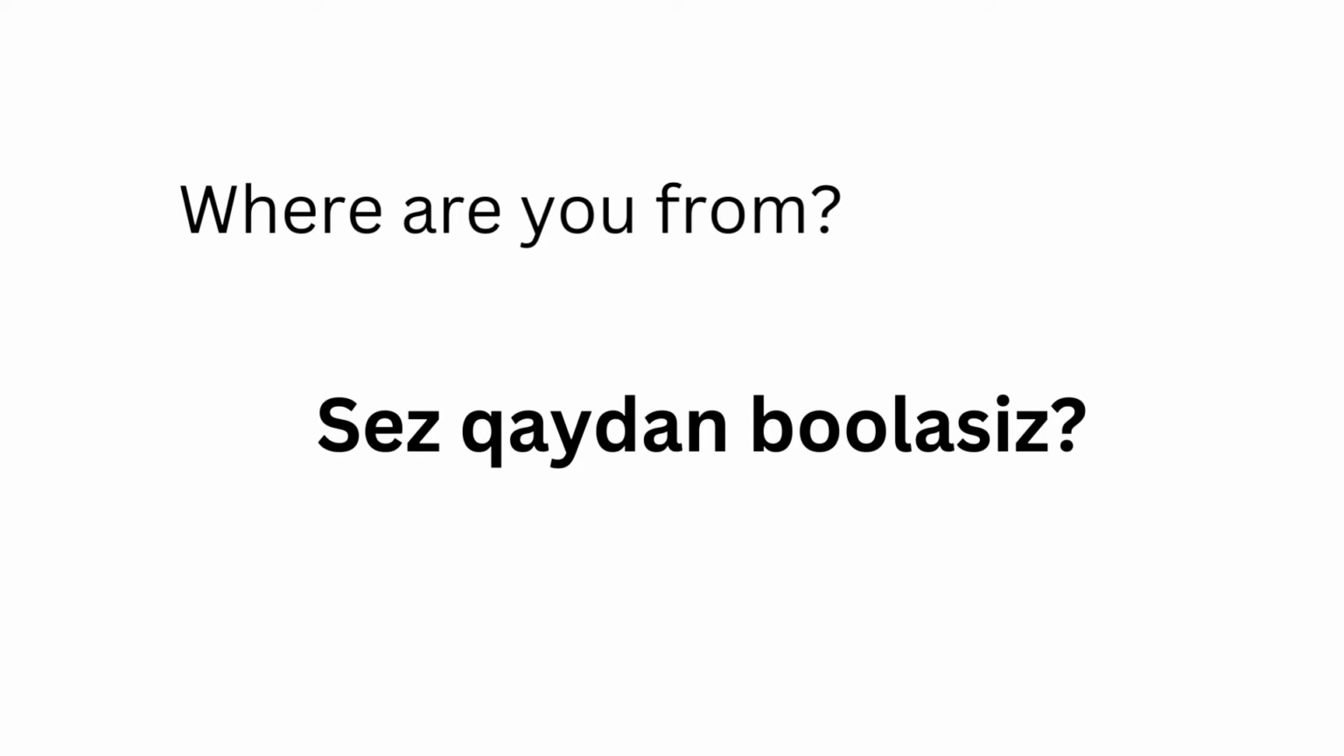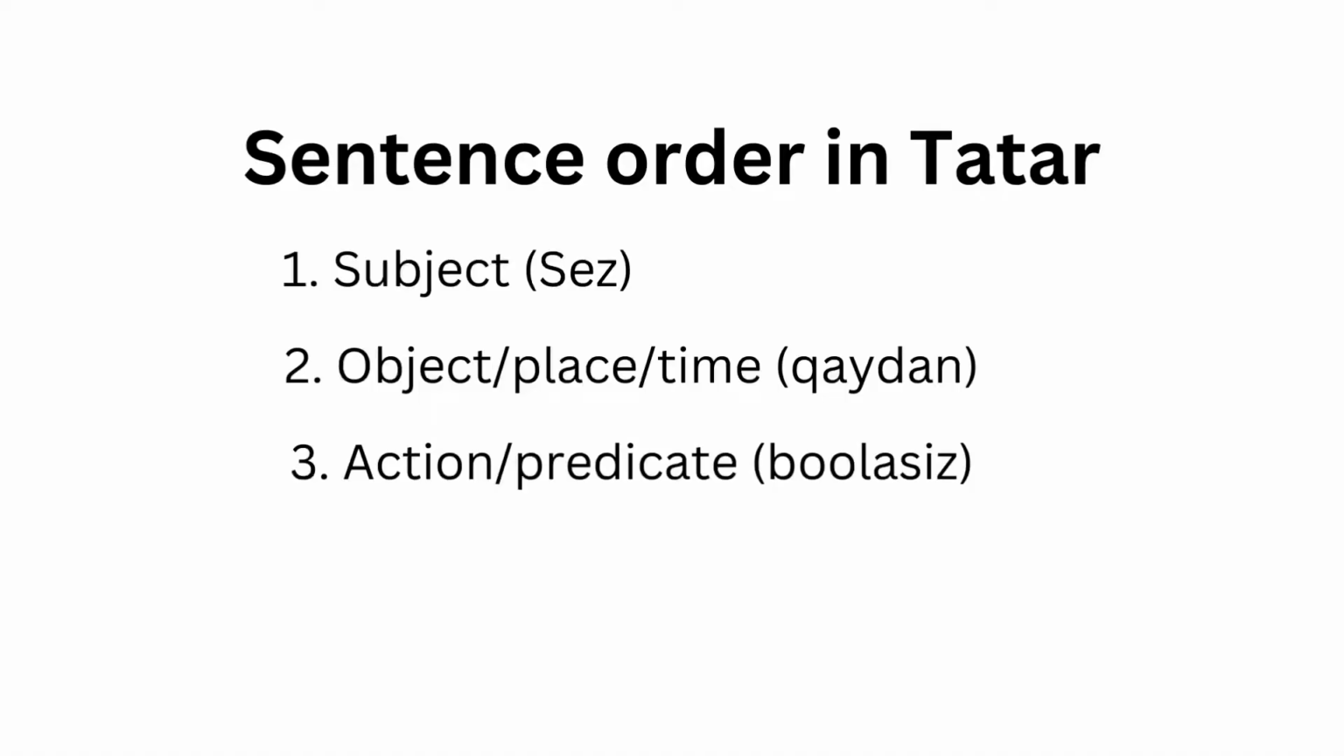Where are you from? Siz haydan bulasız? Siz, you, haydan, where, from, bulasız, are, or to be. I know, it probably sounds a little strange the way the sentence is built if we translated word for word, but it's just the way the word order works in the Tatar sentence. First comes the subject, then the object or time or place, and only at the end we add the action or predicate. So, siz haydan bulasız?